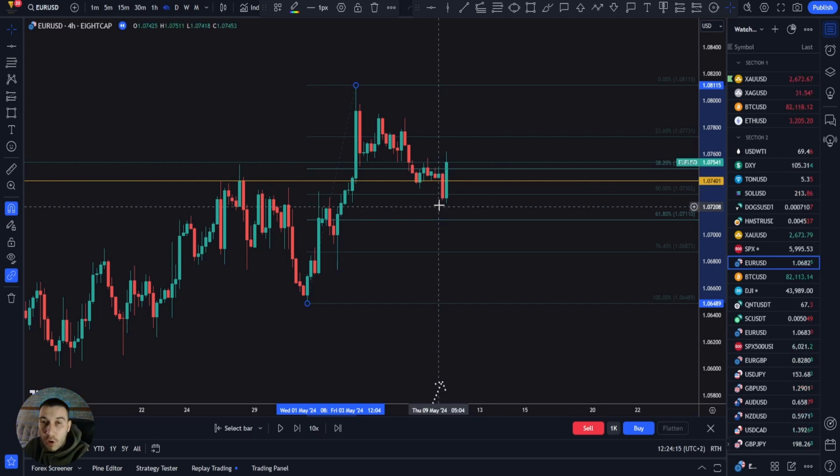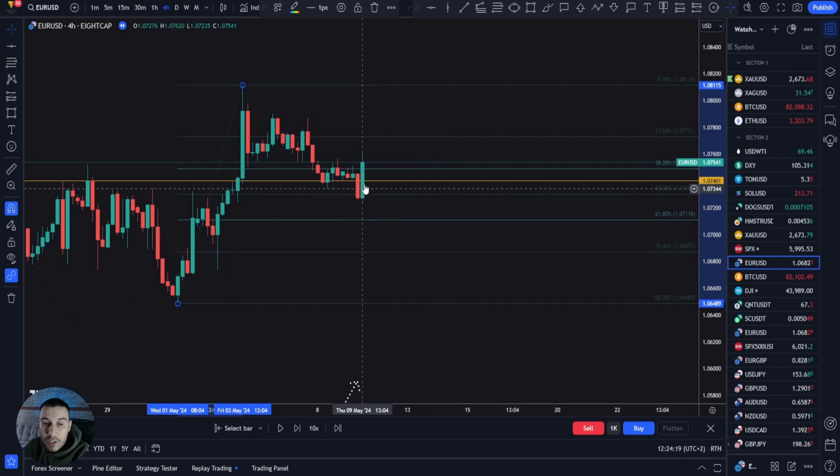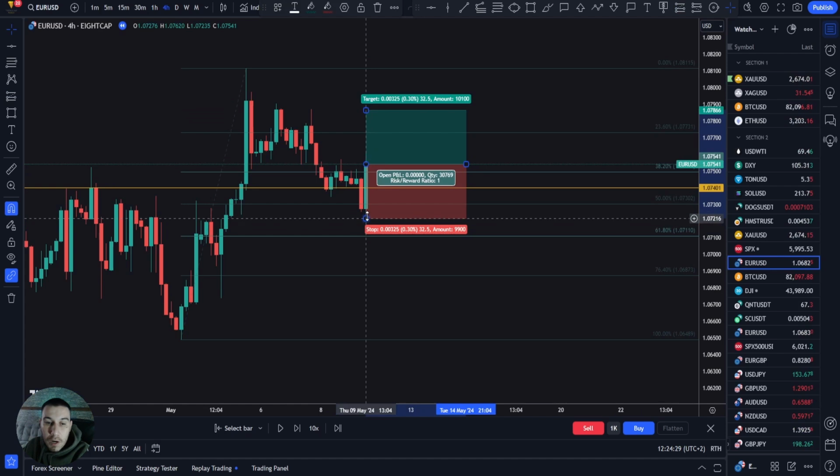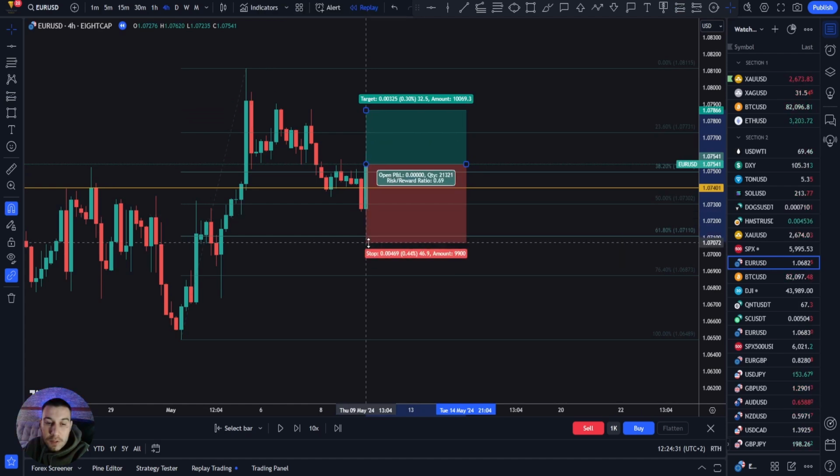So a lot of people got tricked that we're probably going to continue down because it looks like we've got a strong bearish candle. And within the next 4 hours, we've got this bullish candle, okay? So I'm going to place my entry right here. My stop loss is going to go a few pips below this candle right here, all right?